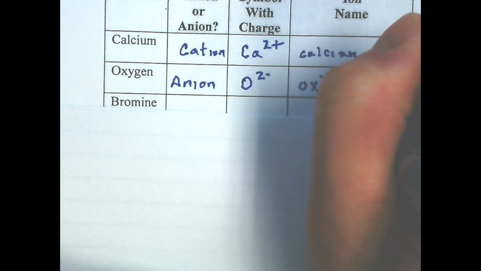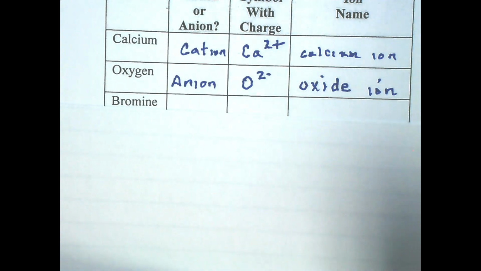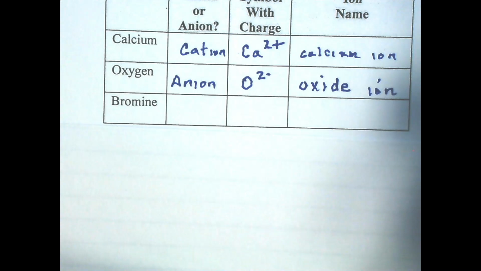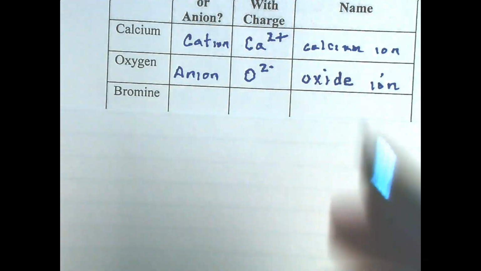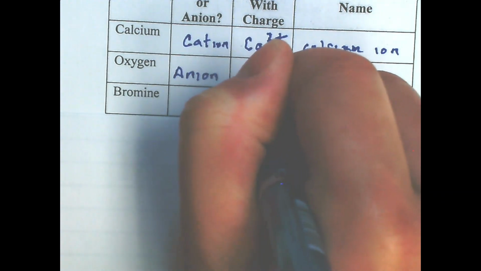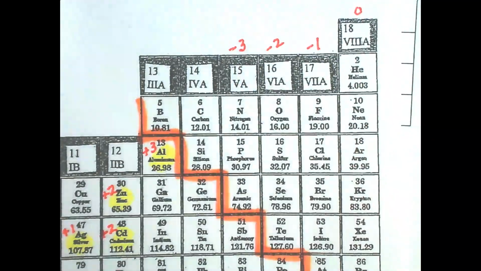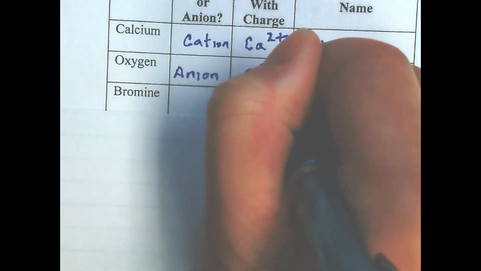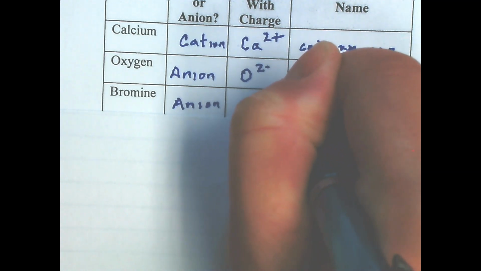It doesn't hurt to put the word ion there, but when we do nomenclature, the word ion generally will not follow it. Bromine, if we look for bromine on the periodic table, it's here. So that's going to be on the negative side, so it's going to be Br-. And everything in the halogens, which includes bromine, takes on a -1 charge when combined with metals. So we're going to call that an anion, and it would be a bromide ion.